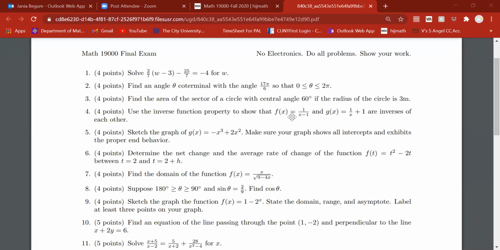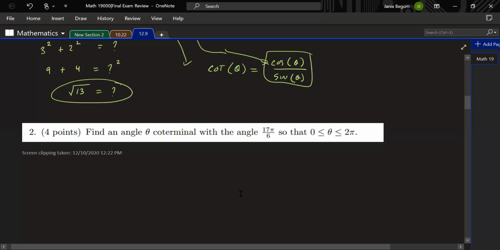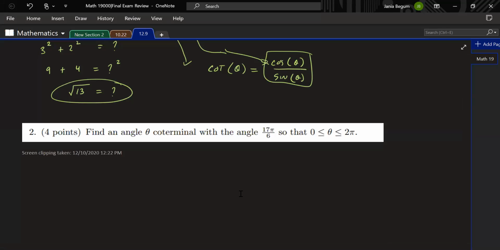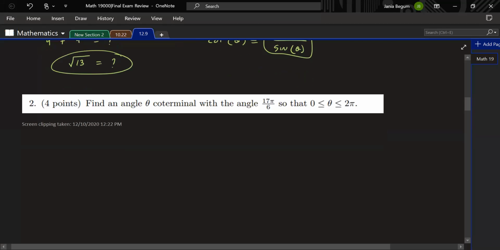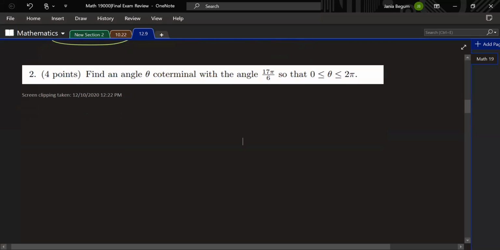We want to find a coterminal angle with 17 pi over 6. The idea with coterminal angles is to either add 2 pi or subtract 2 pi, depending on which direction you're headed and what angle you're given. Now, we want a coterminal angle between 0 and 2 pi. So what do you think? Do we add or subtract 2 pi?